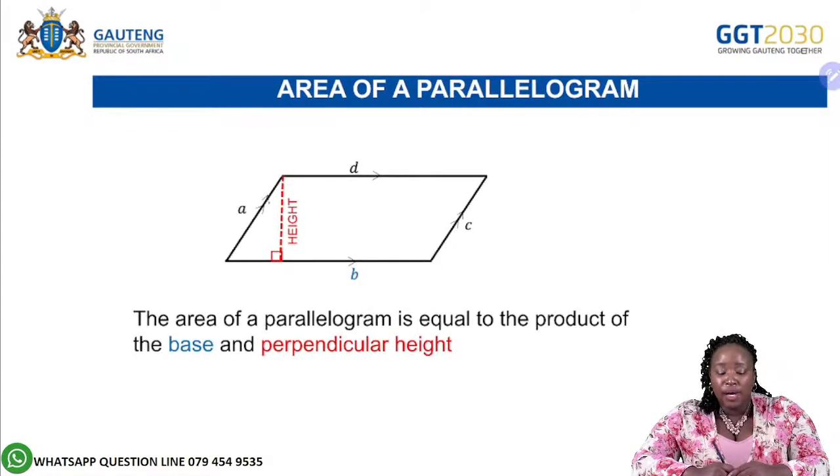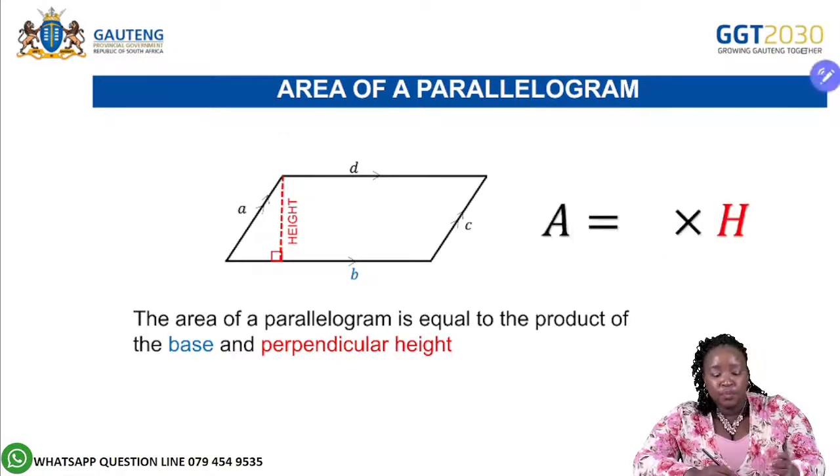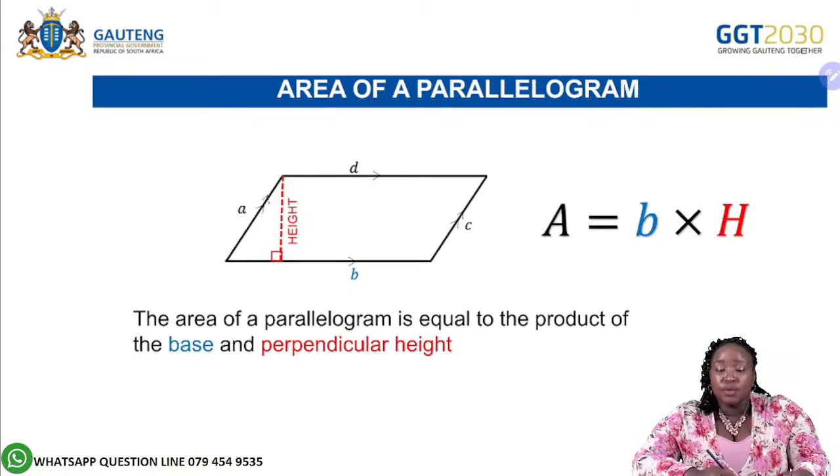So now your general formula for the area of a parallelogram will be given as the product of the base times the perpendicular height, right? And the perpendicular height is the height you would have drawn when you cut your triangle. And we write this as A is equal to B times H.